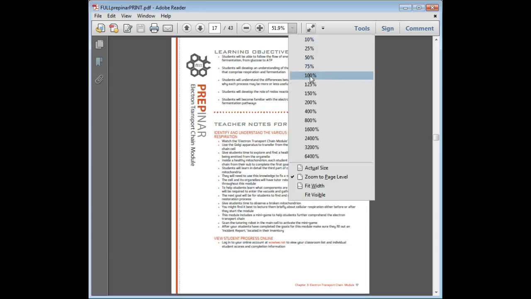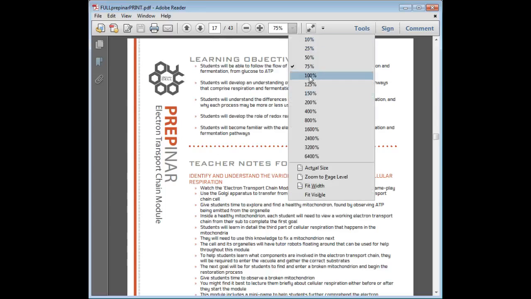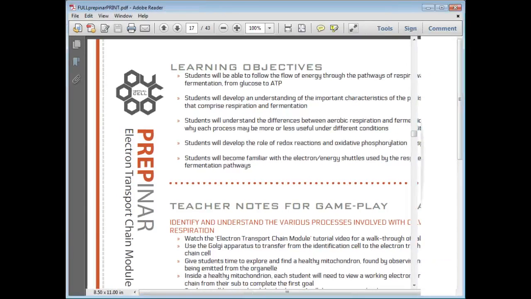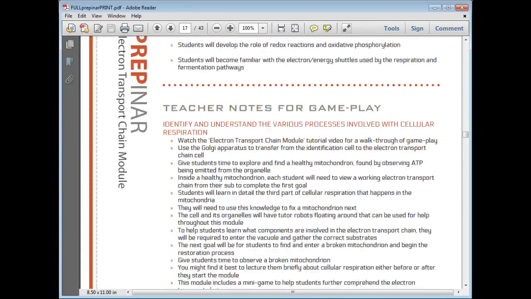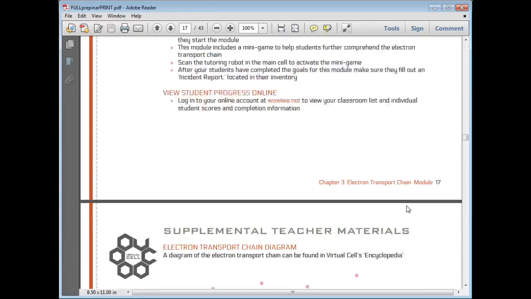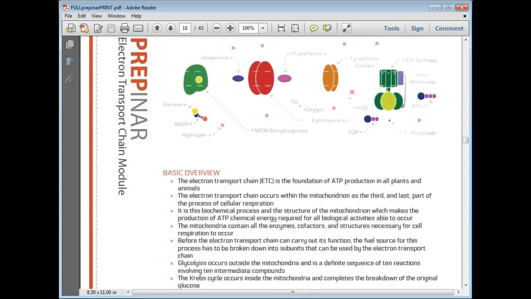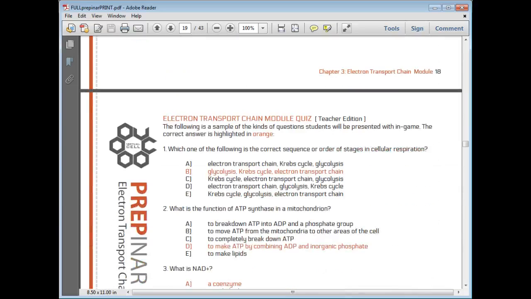If I zoom in so you're able to read this, you'll see just bullet points, the learning objectives, what the module will cover that day or that week, what the teacher should expect from the module, and sprinkled throughout here, actual scripts, words you can use to introduce it to your class, a brief timeline of introduction, let them play the game, give them the quiz. We have the basic overview of the Electron transport chain, and then in each one, we again have this quiz.